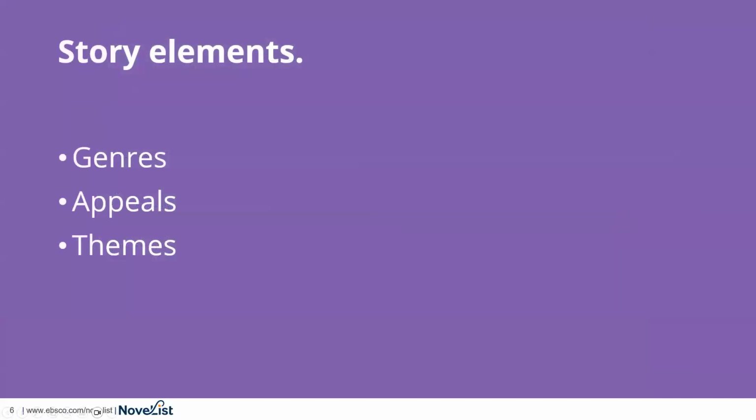Now, one of the key features of NoveList Plus is something called our story elements. This is really based upon the idea that there are different aspects of a book that can catch a reader's attention. NoveList has categorized these into genres, appeals, and themes. And these all come together to make it easy for readers to discover books that they are in the mood to read. Now, genres are generally the entry point for reading. We're all pretty familiar with some of the standard genres like mystery, romance, or fantasy. However, with NoveList, we're able to narrow down specific genres like romantasy, space opera, or even hard-boiled fiction.